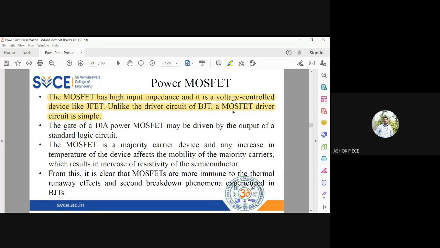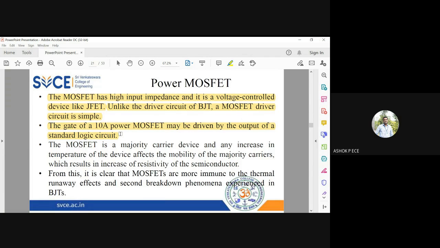So the circuit required to drive the MOSFET is going to be very, very simple. Unlike BJT, the circuit is not going to be very complex. The circuit which is going to drive the MOSFET is going to be very simple. Even the gate current of 10 amperes power MOSFET may be driven by the output of a standard logic circuit. So simple circuits can easily drive your MOSFETs.